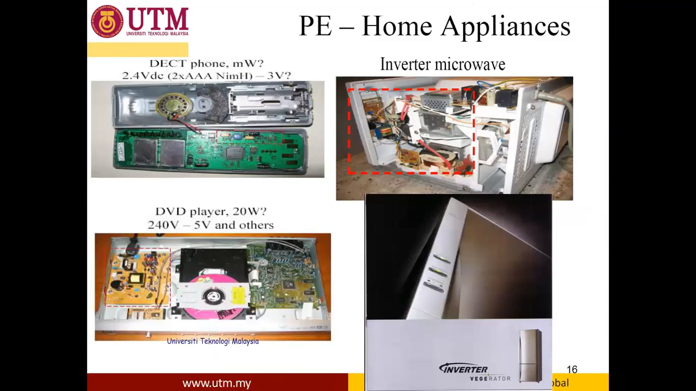Okay, so these are some pictures of home appliance power supplies. As you can see, we have the desk phone, DVD players, microwave, and inverter. All have the power electronic system, circuit, here.